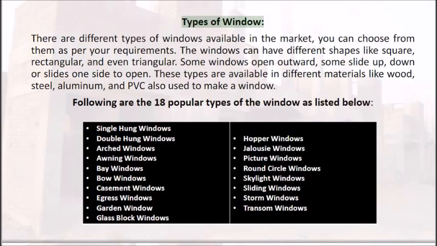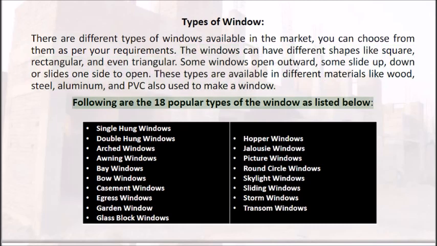Types of window. There are different types of windows available in the market. You can choose from them as per your requirements. The windows can have different shapes like square, rectangular, and even triangular. Some windows open outward, some slide up, down, or slide to one side to open. These are available in different materials like wood, steel, aluminum, and PVC is also used to make a window.